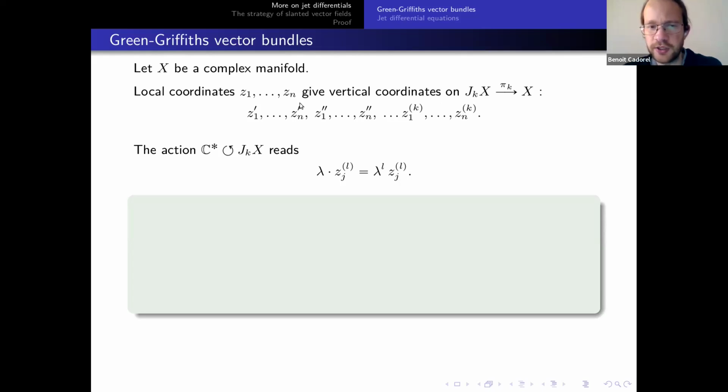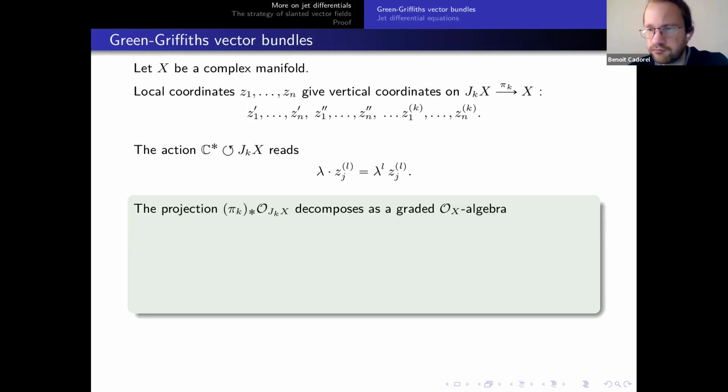If you quotient this space by the action of C star, you will see that you have C to the power nk quotiented by C star with weights 1, 2, etc., until k, and that gives you weighted projective spaces. Okay, but you can do that. You can also try to describe this Green-Griffith jet space. So it's a projective bundle.